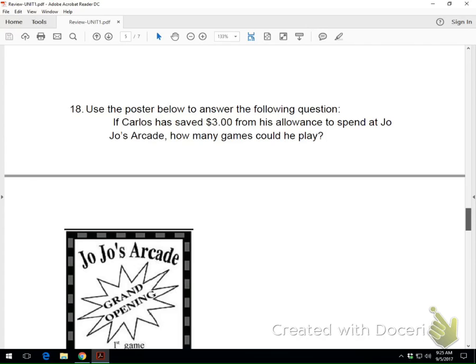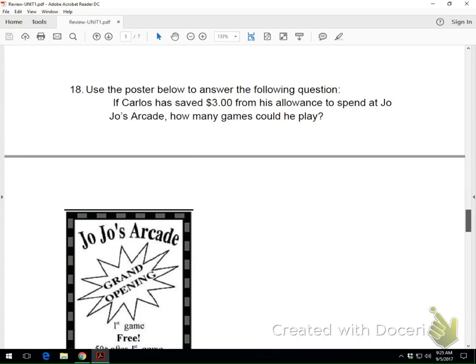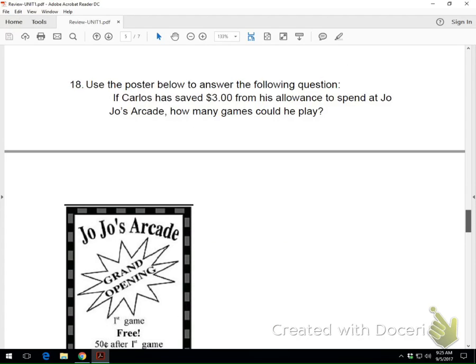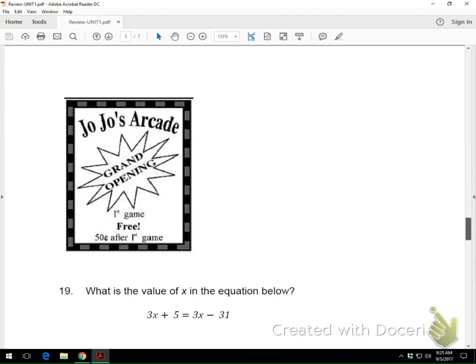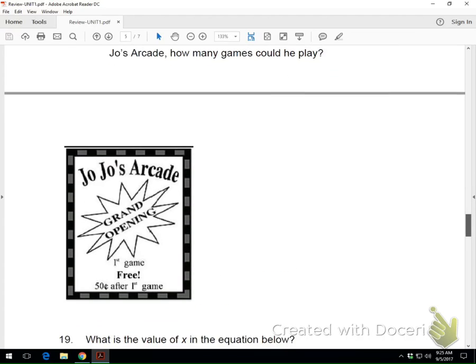Alright, now it says use the poster below to answer the following question. If Carlos saved $3 from his allowance to spend at JoJo's Arcade, how many games could he play? Okay, so it's at the bottom of the page and then JoJo's Arcade is on the next page. So it says if he saved $3, so he has $3 in his allowance to spend, how many games could he play? So think about it. He has $3, so we're going to say $3 equals $3.